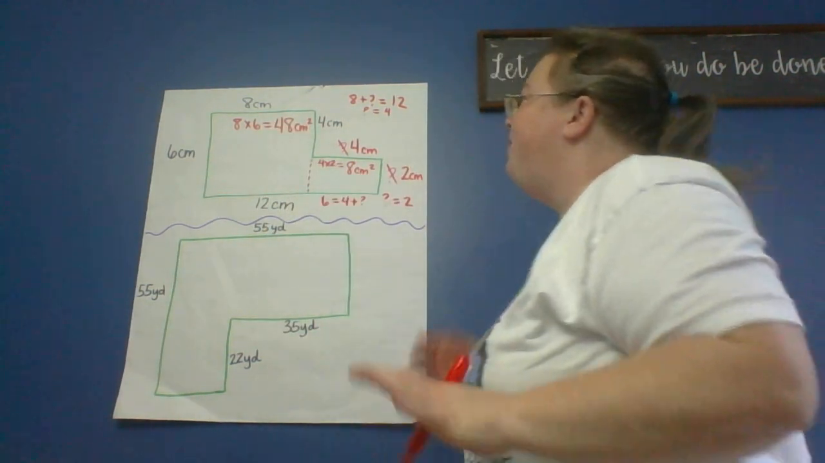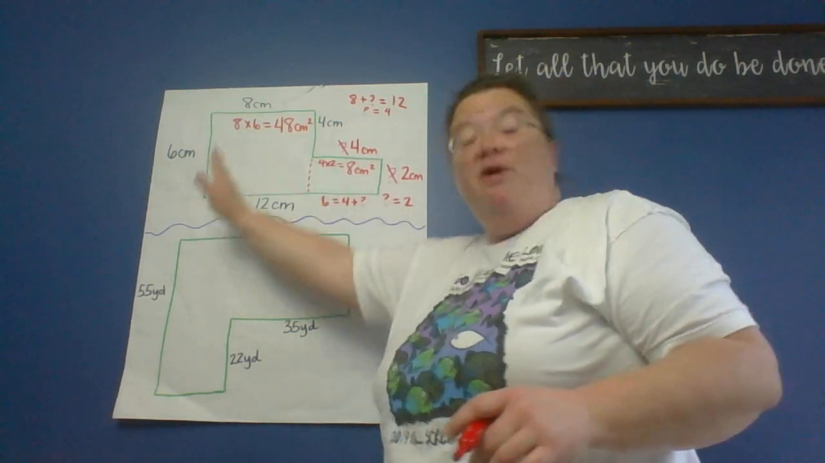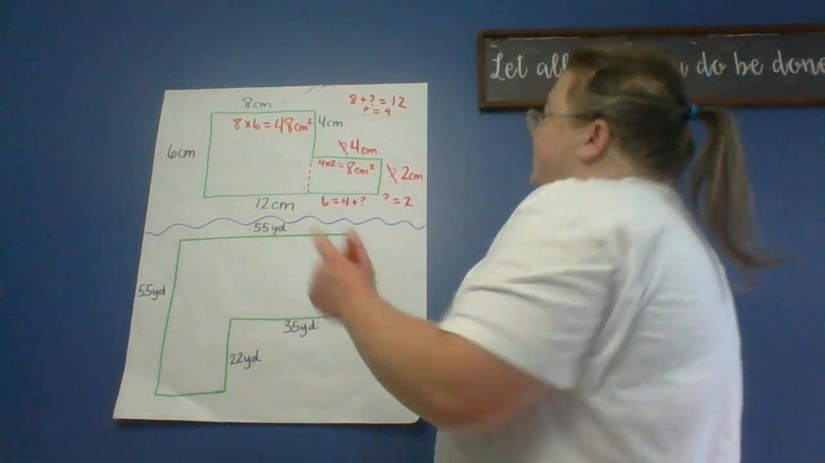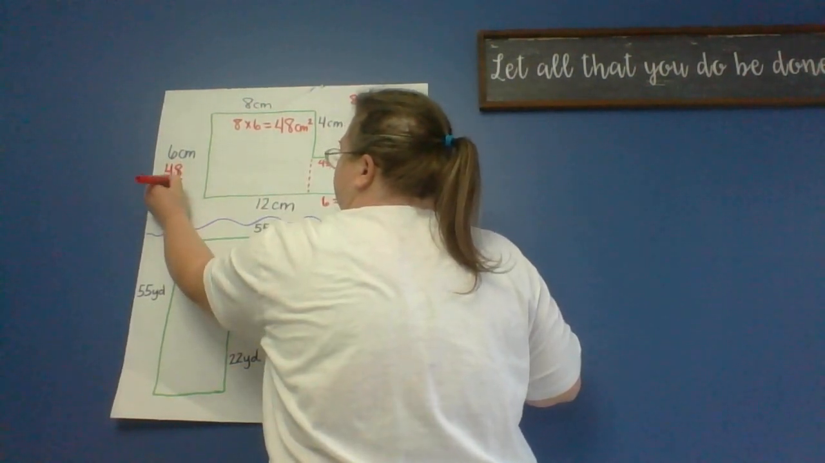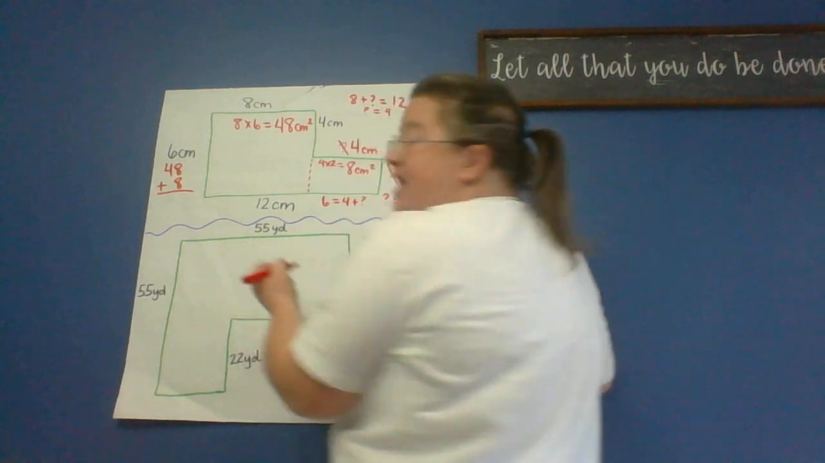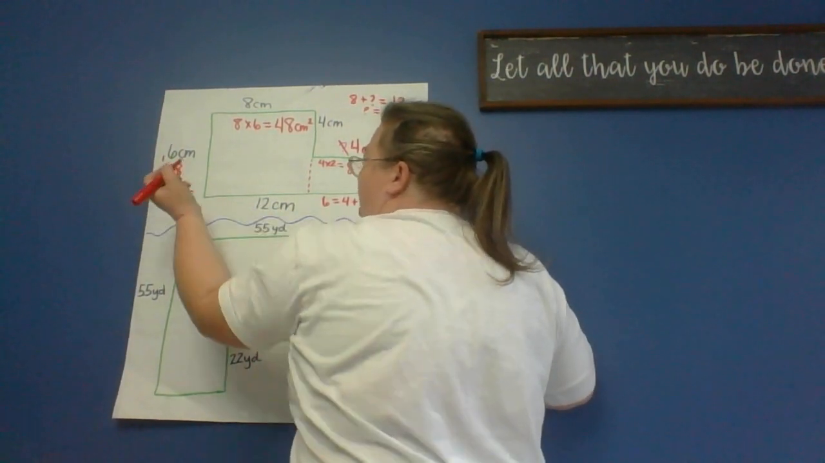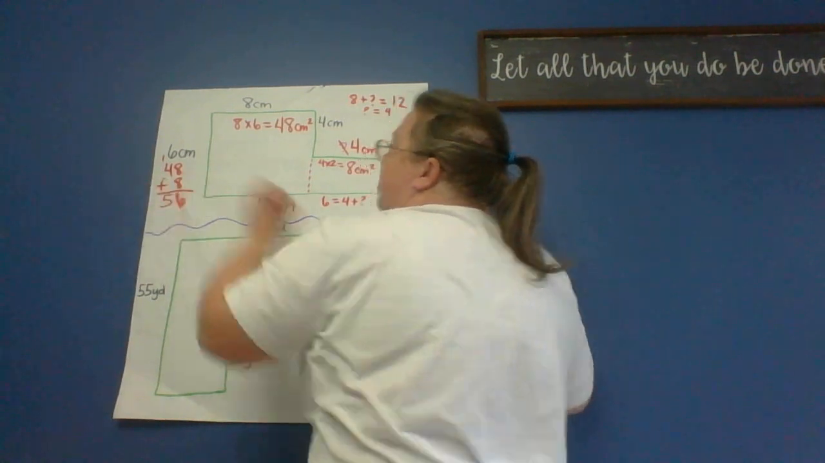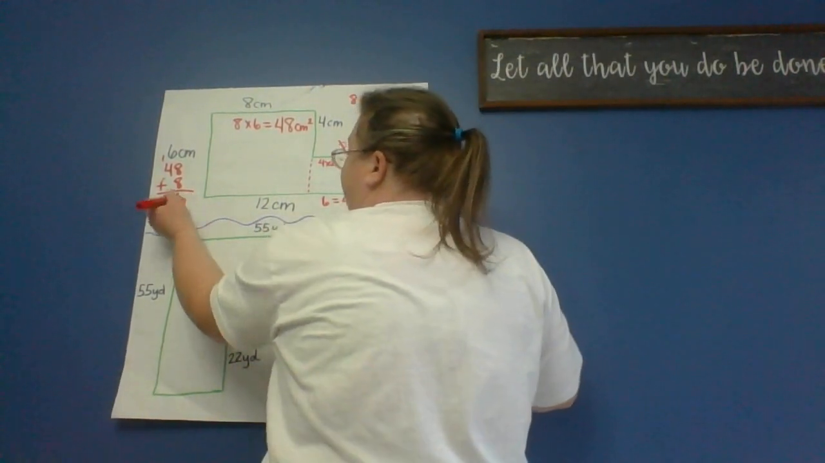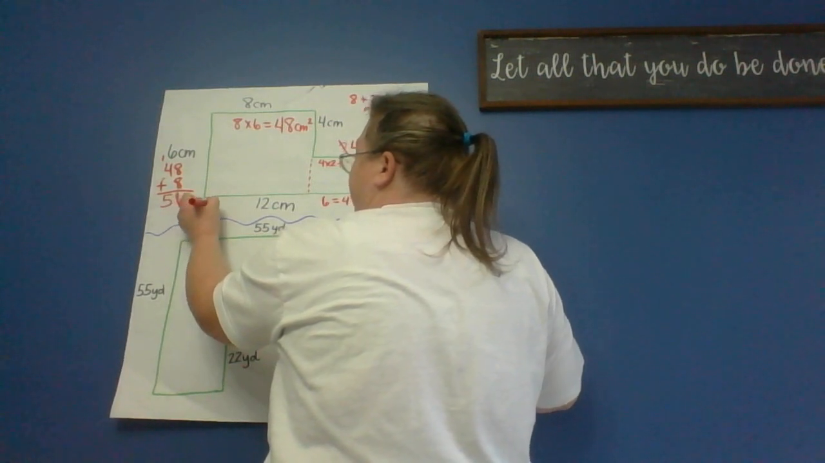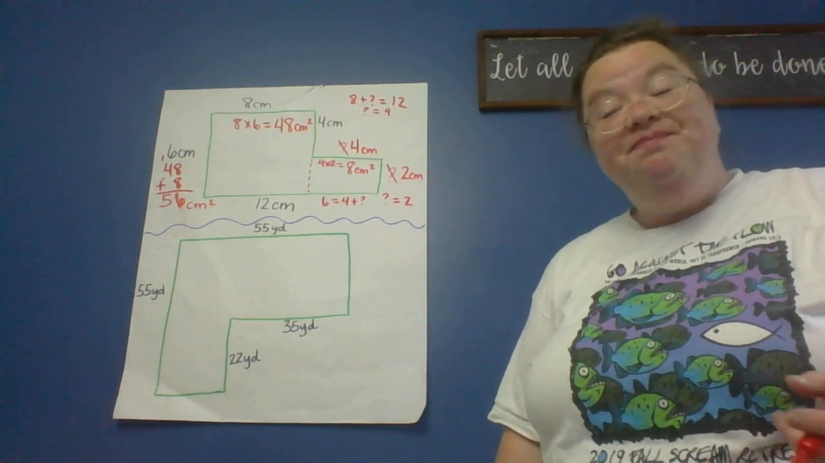Hopefully you're saying no, because we have to add these together because we're getting the area of both pieces put together. So we're going to do 48 plus 8, and we know that 8 plus 8 is 16, and I just smeared it, I'm so sorry. 1 plus 4 equals 5. So the total area of this figure is 56 centimeters squared, okay?